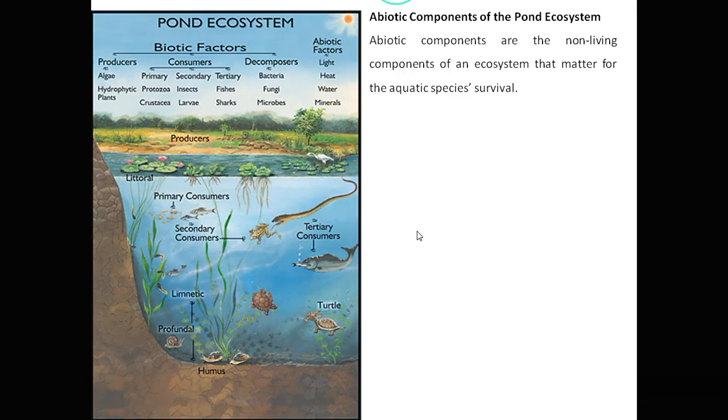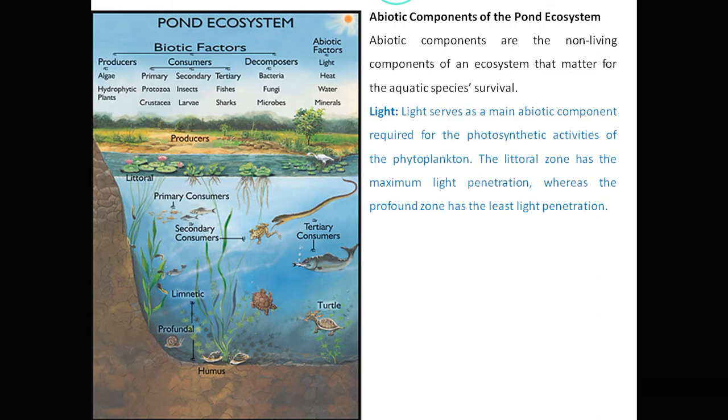Pond ecosystem includes biotic as well as abiotic components. Abiotic components are the non-living components of an ecosystem that matter for aquatic species' survival. So this includes light. Light serves as a main abiotic component that is required for the photosynthetic activities of the phytoplankton. The littoral zone has the maximum light penetration, whereas the profundal zone has the least light penetration.